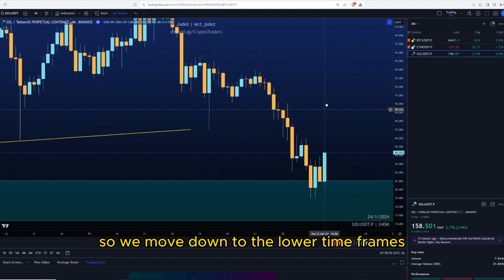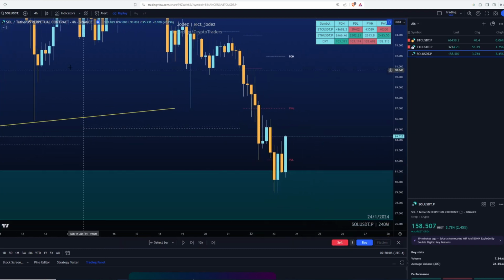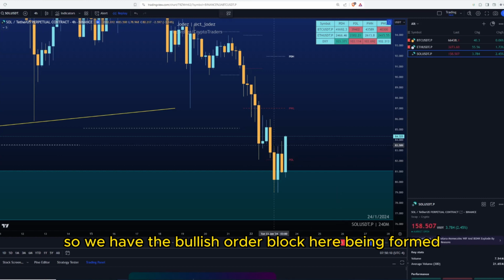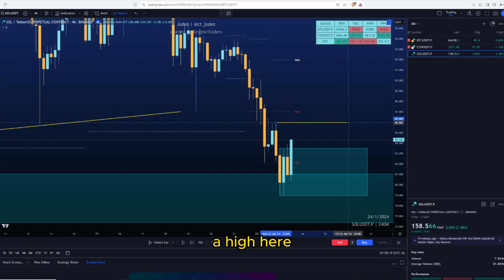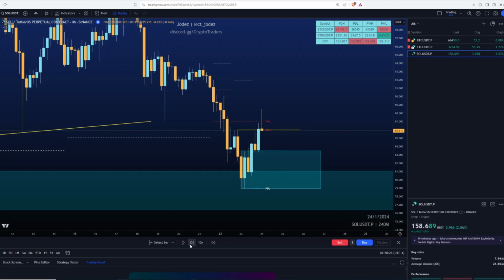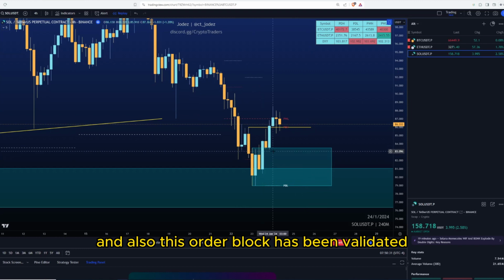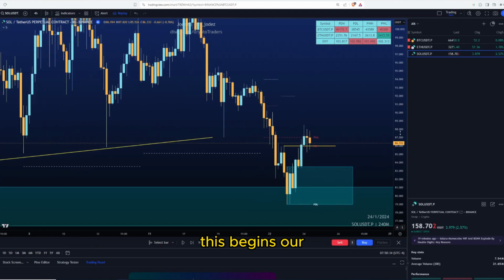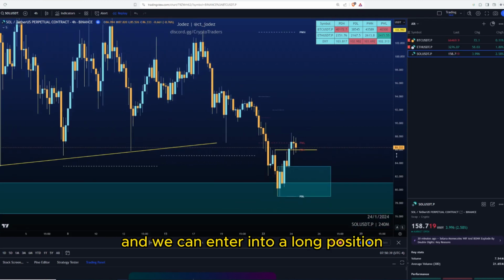So we move down to the low time frames and take note of what we're looking out for. We have the bullish order block being formed. Then we have a high here, which we can use for a market structure break. Once price broke above this high, and this order block has been validated, this begins our confirmation of a trend reversal, and we can enter into a long position.